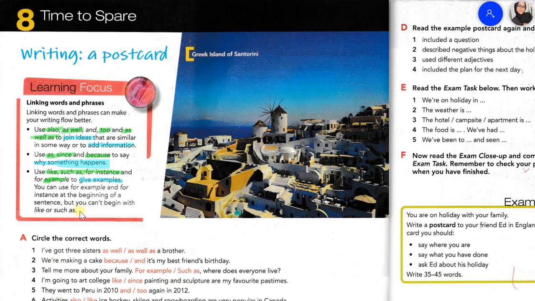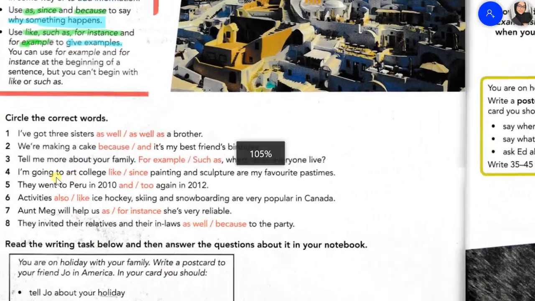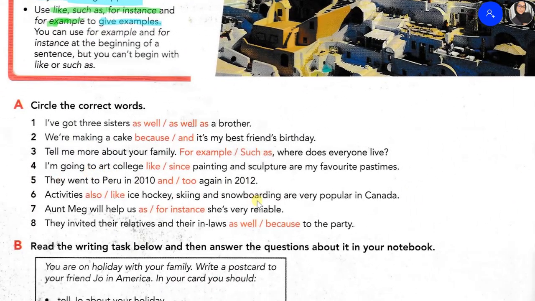Okay, let's move on. Let's do the first task. Task A. Circle the correct words. Number 1, I've got 3 sisters, as well or as well as a brother. Which one is the correct one? As well as, yes. As well as a brother.